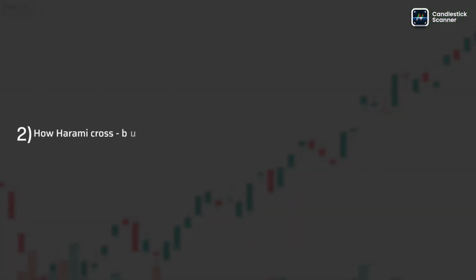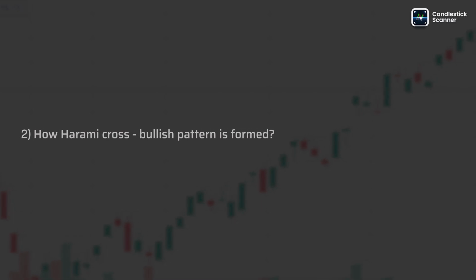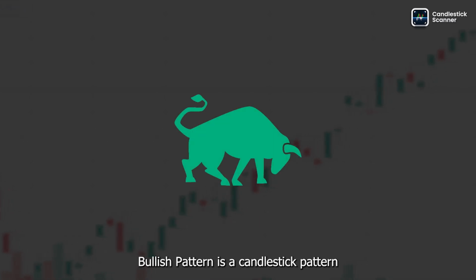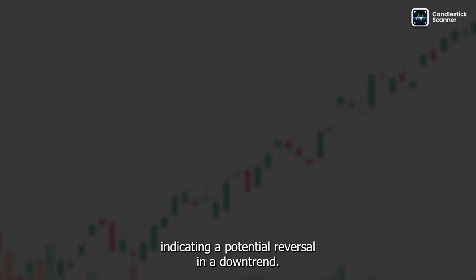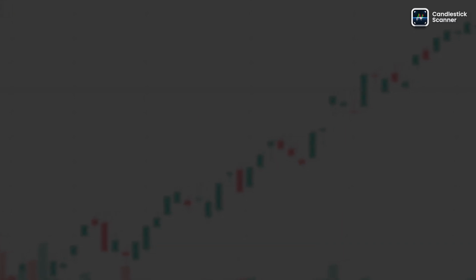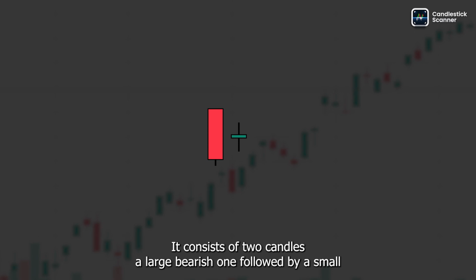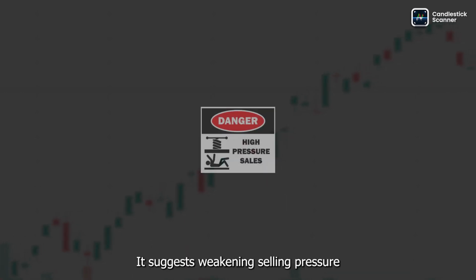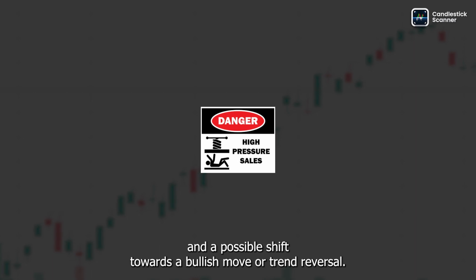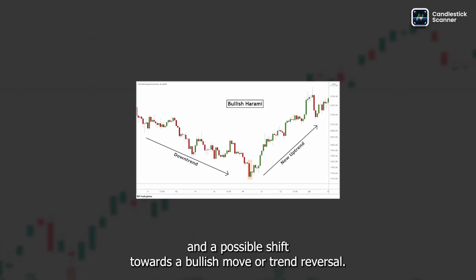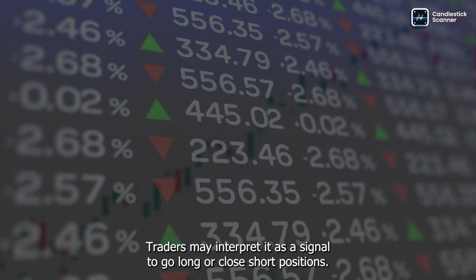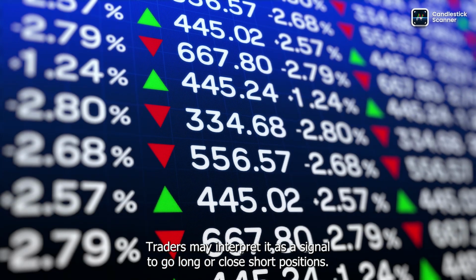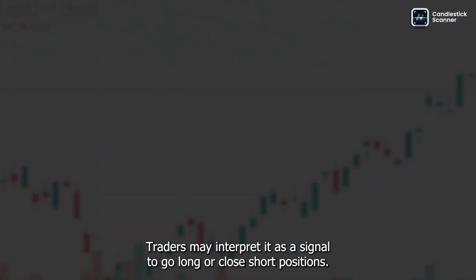How is the Harami cross bullish pattern formed? The bullish pattern is a candlestick pattern indicating a potential reversal in a downtrend. It consists of two candles, a large bearish one followed by a small bullish or bearish cross candle contained within the first candle's range. It suggests weakening selling pressure and a possible shift towards a bullish move or trend reversal. Traders may interpret it as a signal to go long or close short positions.